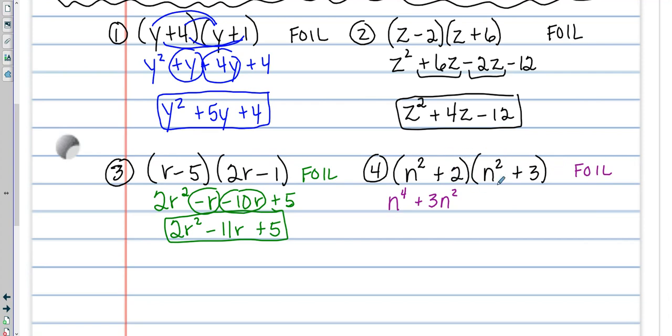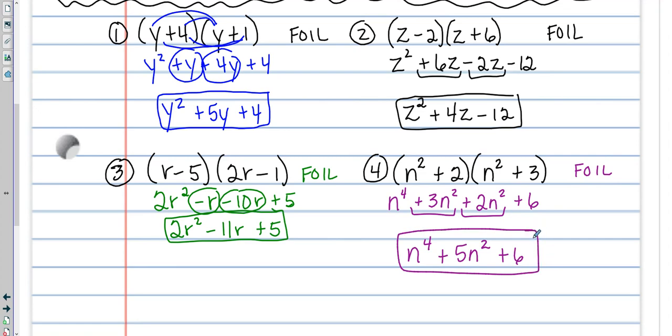Inside is going to be 2 times n to the second power. So plus 2n to the second power. And then last would be 2 times 3, which is positive 6. I'm going to combine my like terms right here. So we have n to the fourth plus 5n to the second plus 6. Okay, let me know if you have any questions.